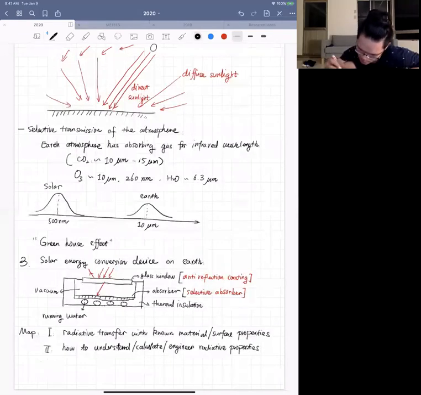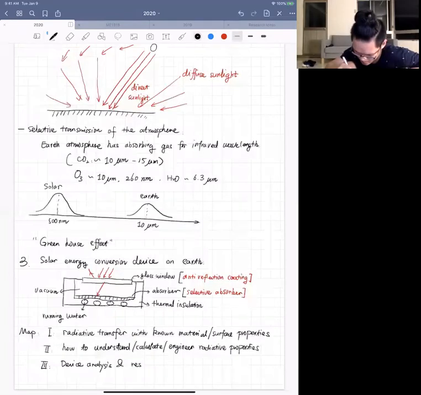And the third part of the class, we're going to dive into more practical aspects. We're going to talk about device analysis and some research frontiers, with the foundation from the first two parts of the class.